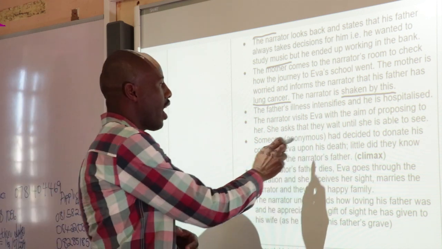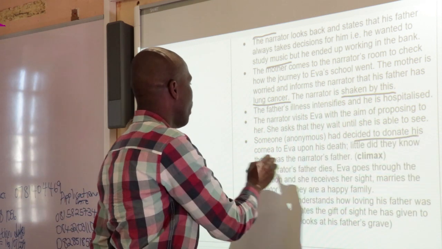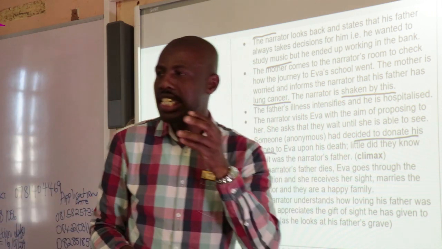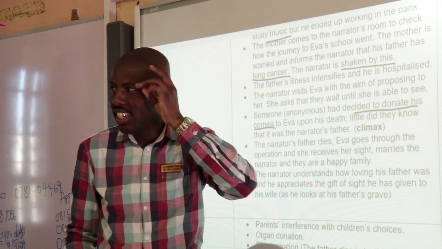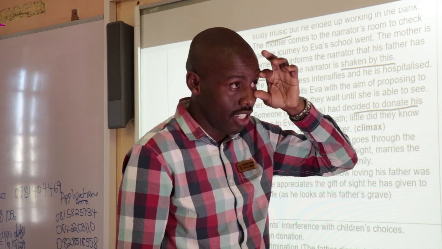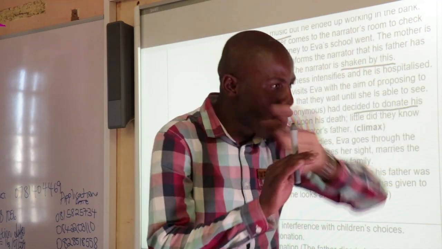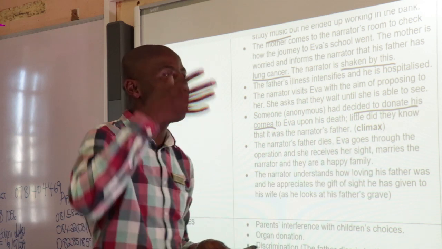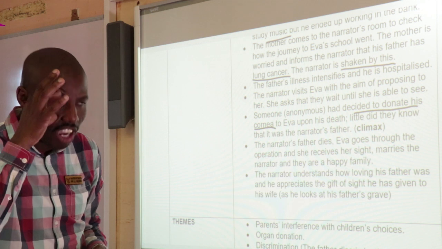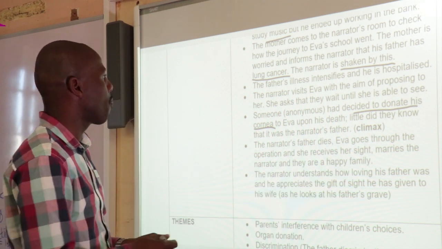She said something very interesting. She said, someone, an anonymous person, someone I do not know, had decided to donate his cornea. Now please, the cornea is not an eye. It is something in the eye. It's a membrane in the eye that allows a person to have sight, to see. Our learners just say the father gave the eye. It's not true. Cornea is just a membrane in the eye that allows you to have sight, that allows you to see.